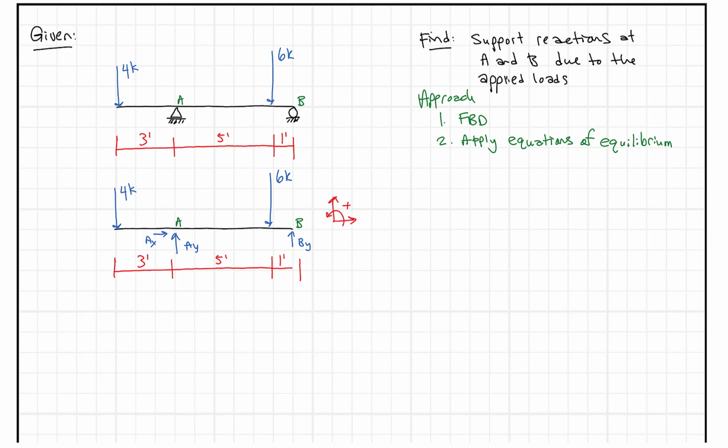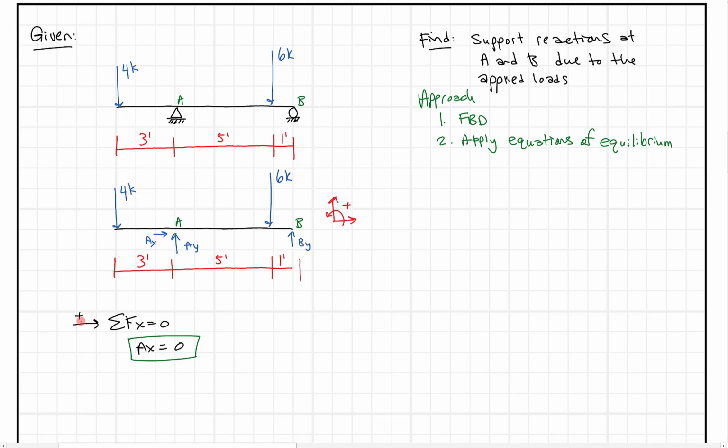So let's start with the easiest one, again: sum of the forces in the x direction equals 0. What do we have? Well, AX, the only force in the x direction, equals 0, so that one's easy. That one's done. Basically, we take all the forces going to the right and add them up. There's only one, so it's 0.